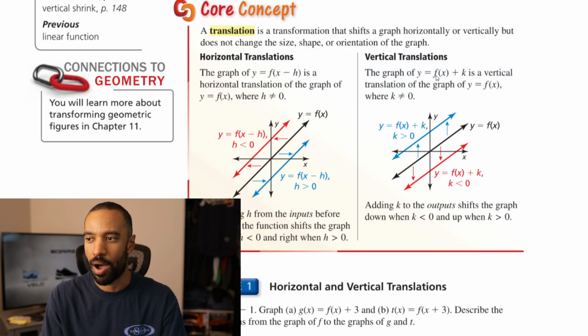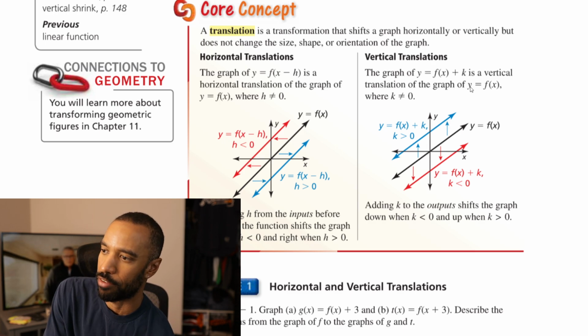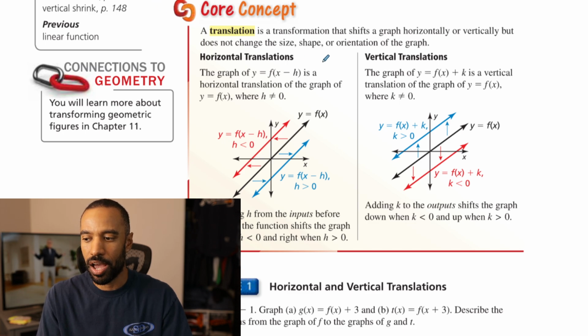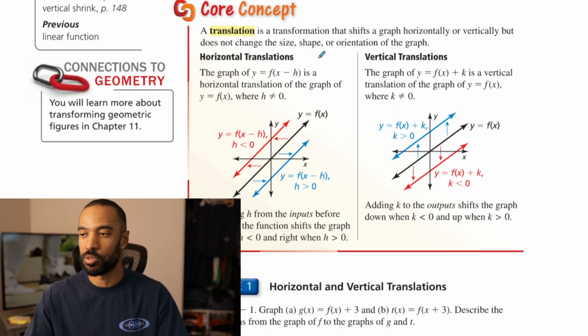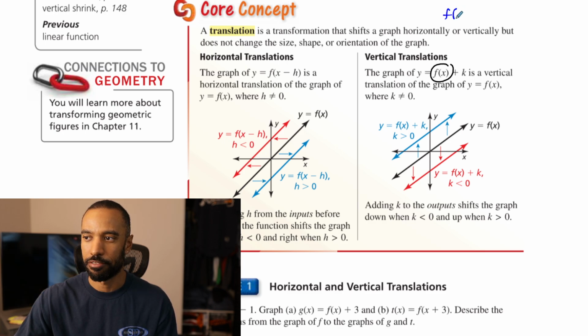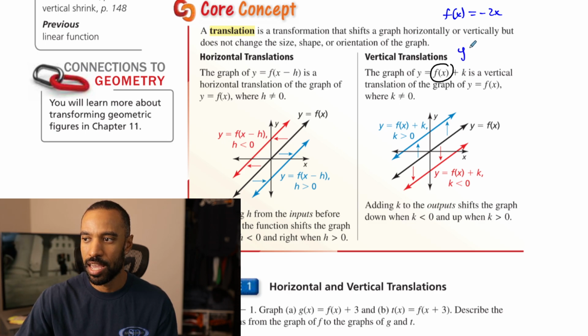This says the graph of y equals f of x plus k is a vertical translation of the graph y equals f of x, where k doesn't equal 0. Now, to give you a great reminder of this, and of course we're going to have examples, remember y equals f of x says take an original function that you have and substitute that into here. So for example, if your original f of x was, let's say, just negative 2x. Now this says y equals f of x plus k. This is y equals negative 2x plus k.